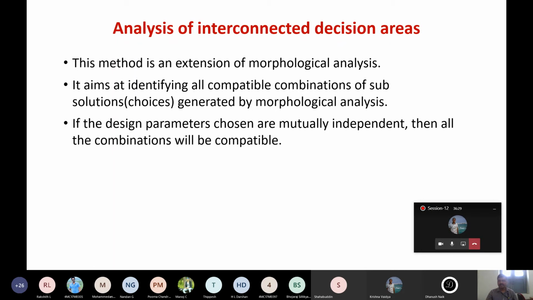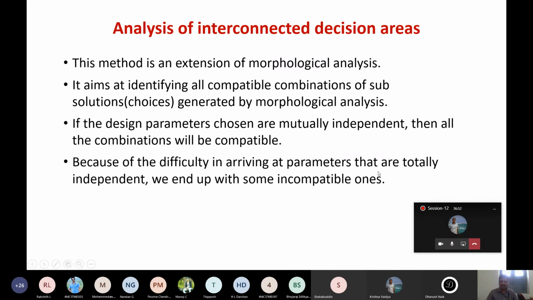If there is a relation, if there is interdependency between various design parameters, then at the early stage itself, based on the dependence of parameters, you can remove some of the solutions. We will understand that by considering a few more examples.